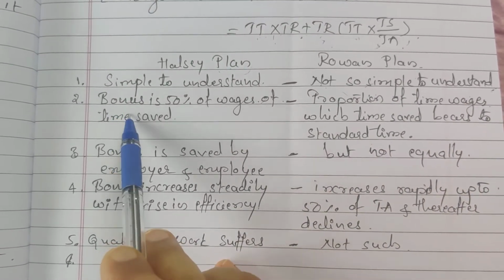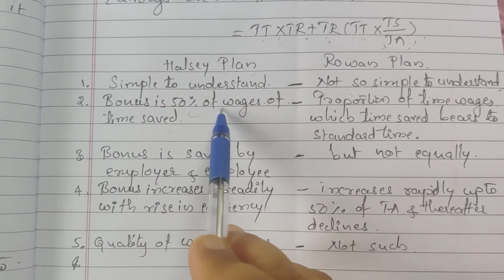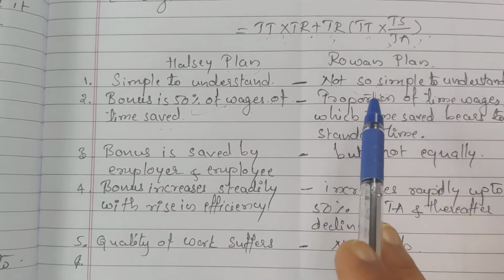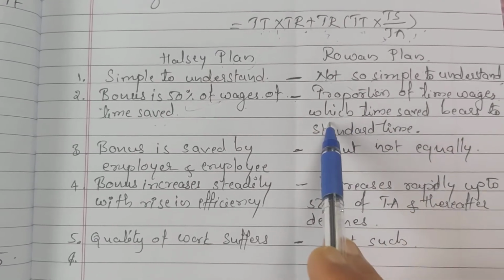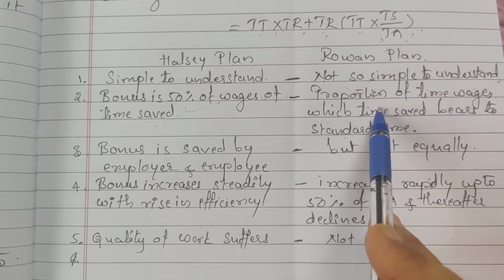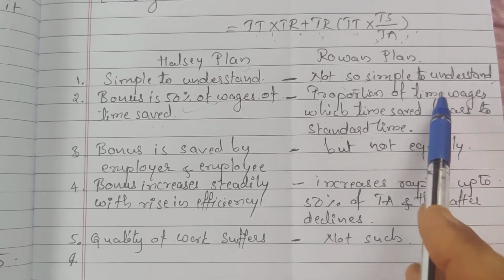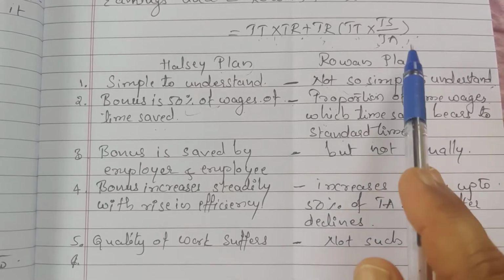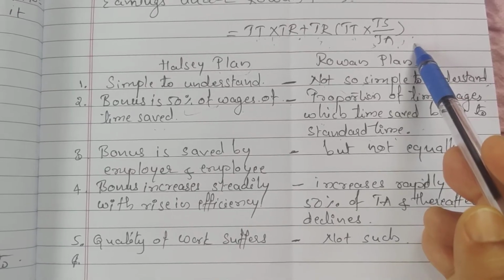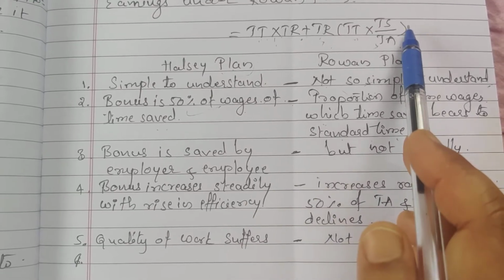Next comparison is the bonus, which is 50% of the wages of time saved. How are we paying the bonus? 50% of time saved. In the Rowan plan, the proportion of time wages which time saved bears to standard time. How are we taking it? That is time saved divided by time allowed, multiplied by time taken. We are calculating like that.